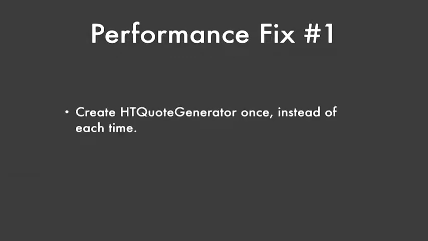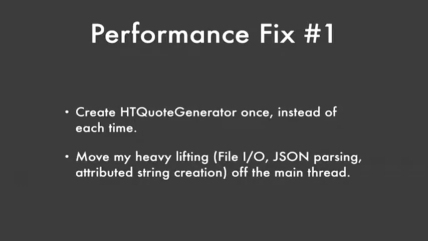I'm going to do my first pass of fixes. First, I'm going to stop creating this HT quote generator object every single time. I'm just going to create it once, and I'm going to store it as a property in my view controller. Next, I'm going to move my heavy lifting, my file input, my JSON parsing, my attributed string creation off the main thread. I can do that work on a background thread, and I can dispatch it back to the main thread when I'm done. I'm not going to be blocking any user interaction or UI. That'll be a much better user experience.